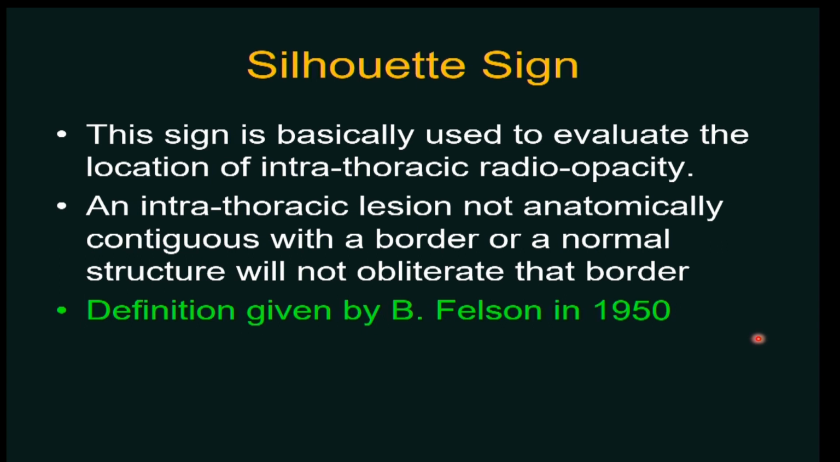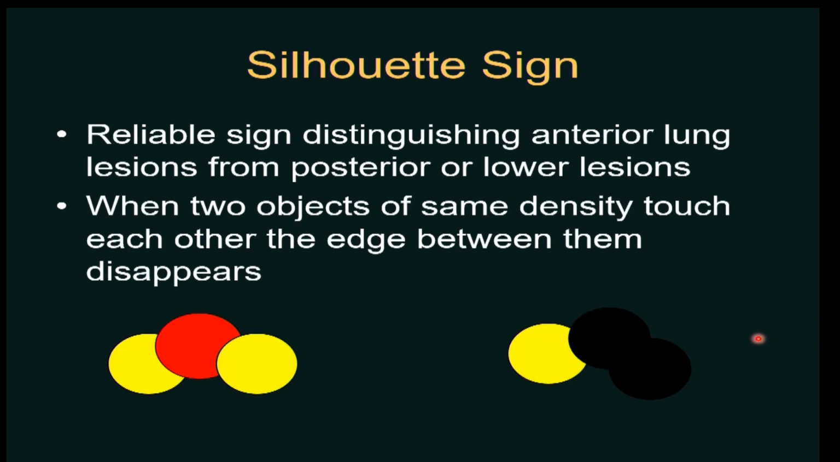Silhouette sign, a very, very famous sign, a very, very commonly used sign. It was defined by Benjamin Felson in 1950. We all have read Felson during our residency, and these are extremely important signs. What happens is, whenever opacities of the same density come opposite to each other, the interface is lost. So this sign helps us to locate the lesion inside the lung or the thorax, whether it is anterior to the heart, posterior to the heart, in the anterior mediastinum or the posterior mediastinum. So the basic importance of a silhouette sign is to locate the lesion within the thorax. I'll show a few examples of this.